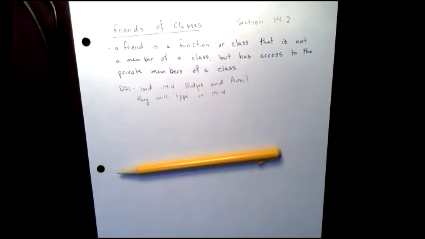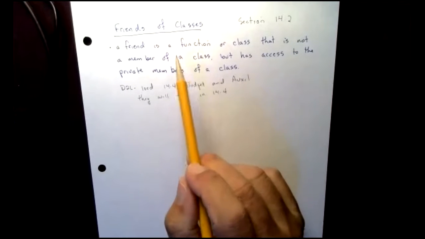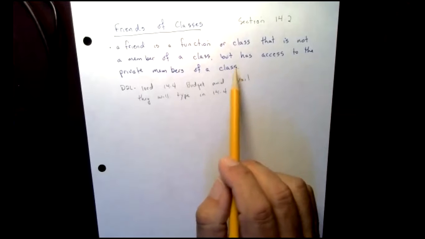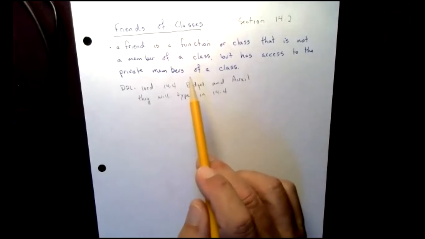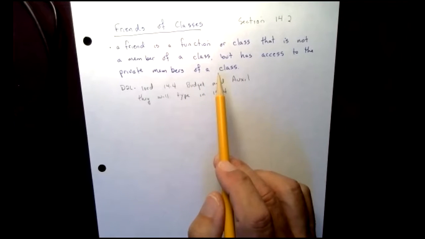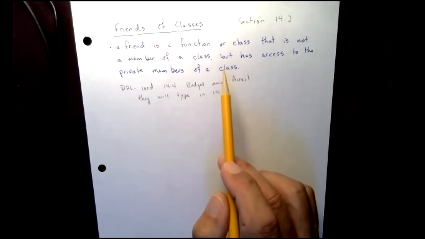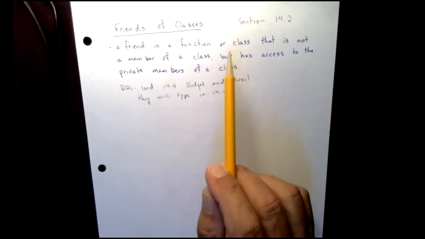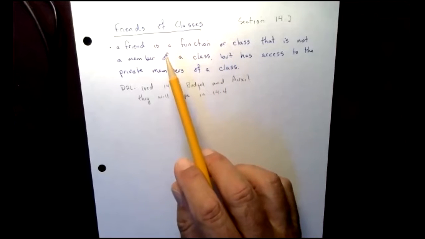And we can have functions that are friends, and we can have classes that are friends. And what's that mean to be a friend? Well, what it means is if I declare classes to be friends, then one class can have access to the private members of the other class. So this is a way around of being able to get access to private members of a class.